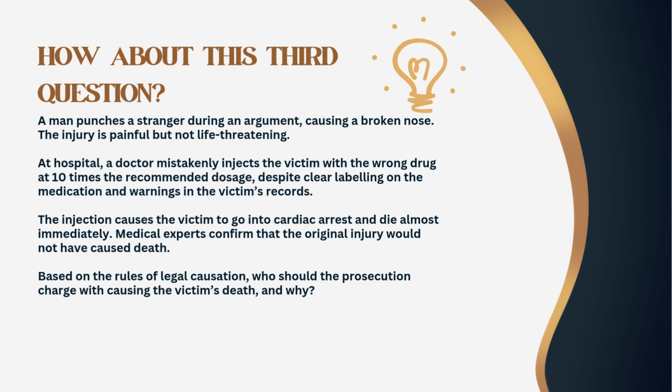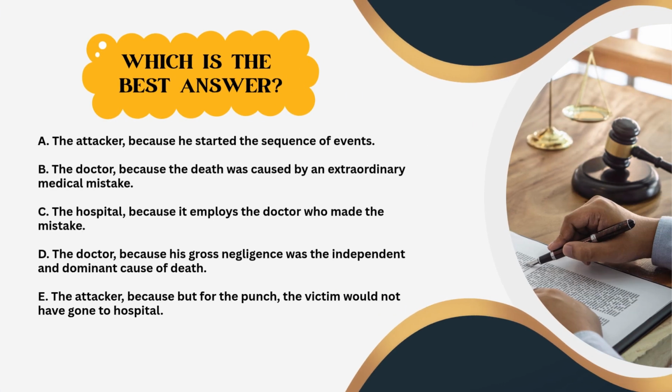Here is the third tricky question. A man punches a stranger during an argument, causing a broken nose. The injury is painful but not life-threatening. At hospital, a doctor mistakenly injects the victim with the wrong drug at 10 times the recommended dosage, despite clear labeling on the medication and warnings in the victim's records. The injection causes the victim to go into cardiac arrest and die almost immediately. Medical experts confirm that the original injury would not have caused death. Based on the rules of legal causation, who should the prosecution charge with causing the victim's death, and why?